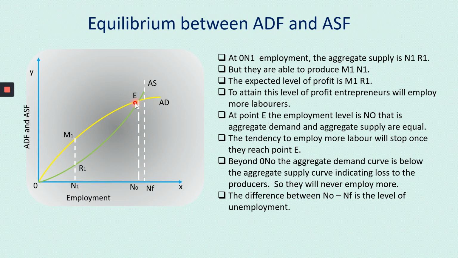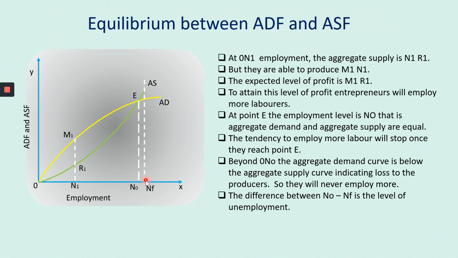Till this point, he will be making profit because here the supply is more, but the demand is less. So he will be making a loss here. No entrepreneur will function to make a loss. He will like to make only profit. So he will stop employing the laborers at the point E. Beyond N naught, he will not employ anyone. Are you able to understand?